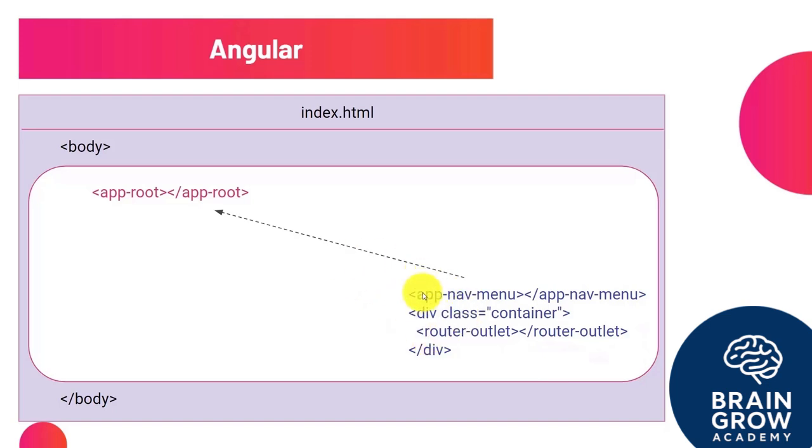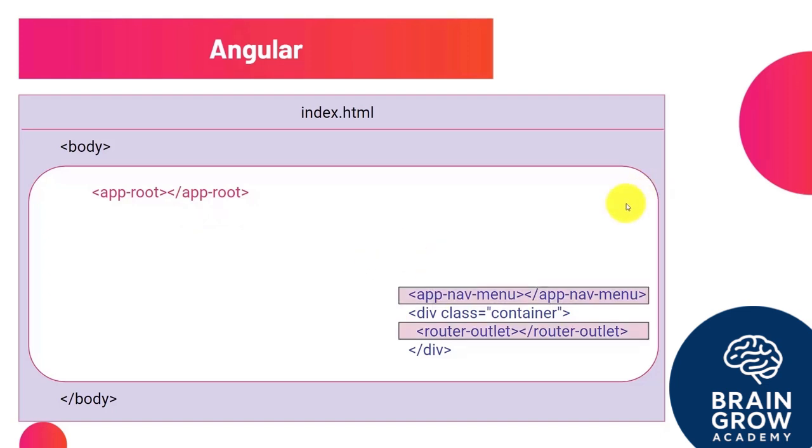So this is what Angular is doing, right? It's replacing the tags with the templates they point to. And as I already said, templates may also point to other templates internally. So here app-nav-menu is another template, and router-outlet is also another template.